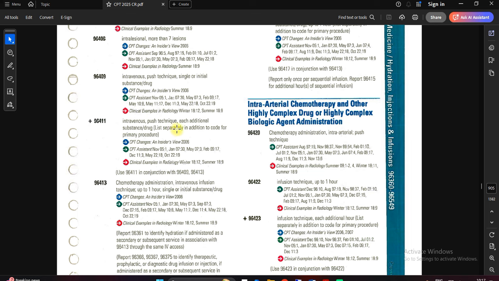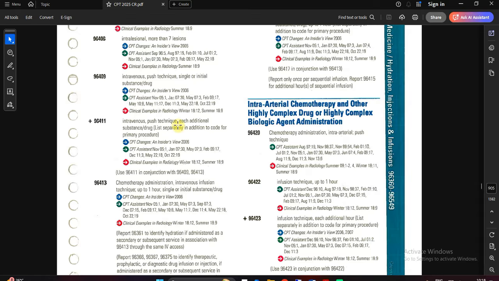96411, intravenous push technique, each additional substance or drug. So each additional, this is a new drug basically. If the patient uses a new drug, we need to use 96411. So here, total two drugs. 96409 if the patient uses the single drug. If the patient uses another drug also, after this initial drug, you need to use 96411.